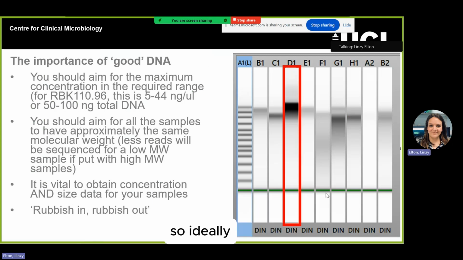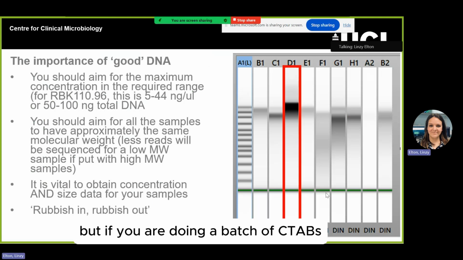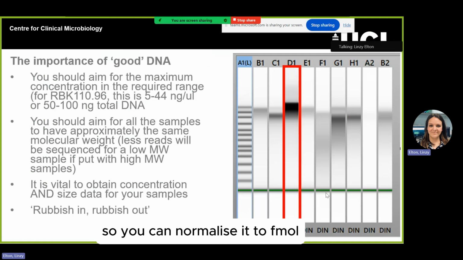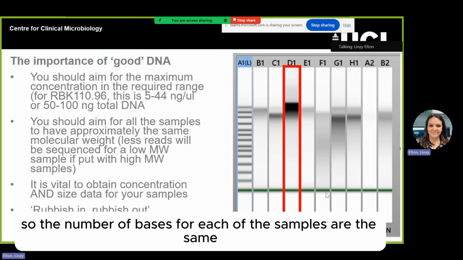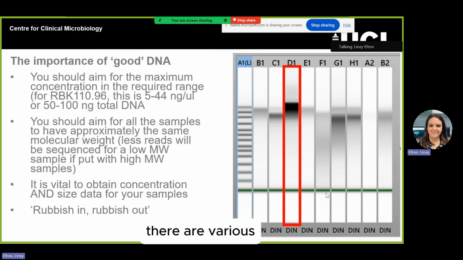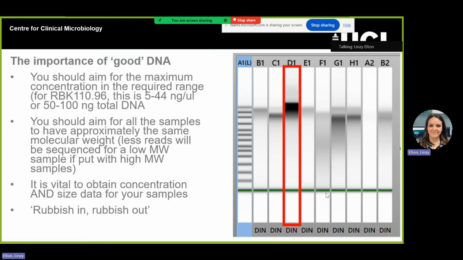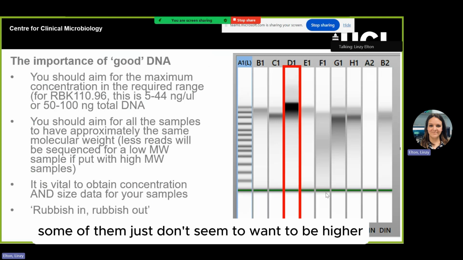So ideally, as I say, CTAB can be difficult, but if you are doing a batch of CTABs, generally they tend to come out roughly the same. But I would recommend, so we tried doing, so you can normalize it to femtomoles, so the number of bases for each of the samples. So there are various calculators online where you can work out the femtomoles, but actually really the best way of doing it is just to ensure that all of them have the same or roughly the same molecular weight. So if you had one that was 15, it might be worth re-extracting it, though some of them just don't seem to want to be a higher molecular weight.